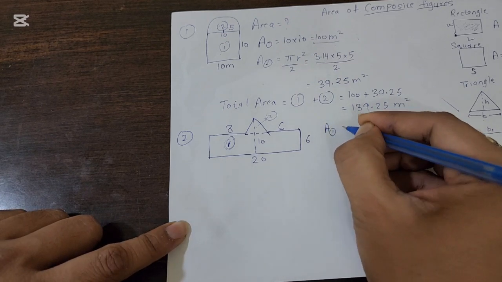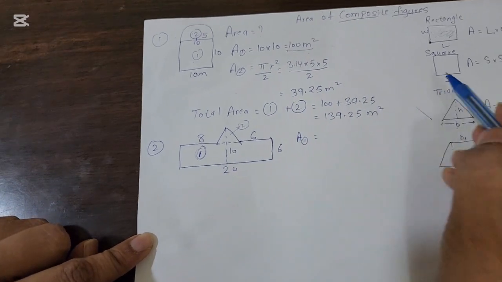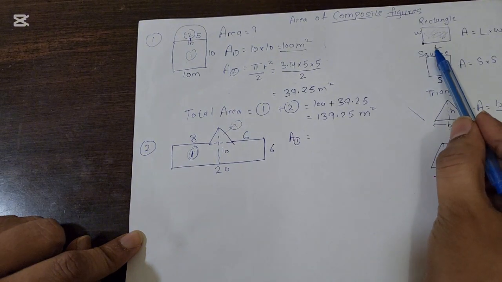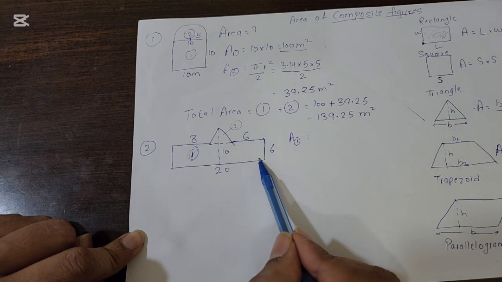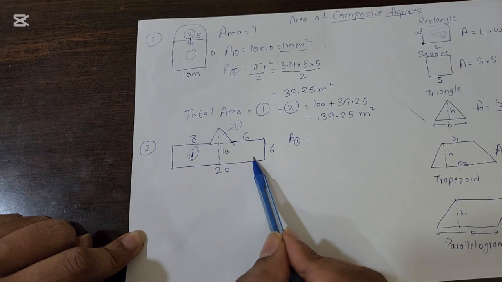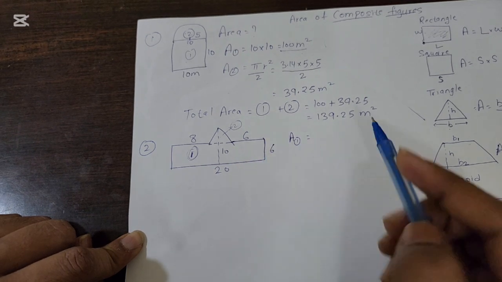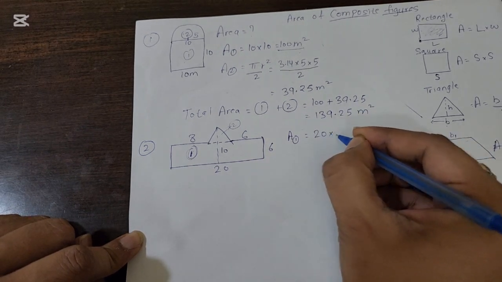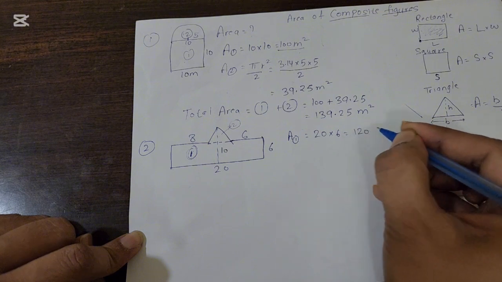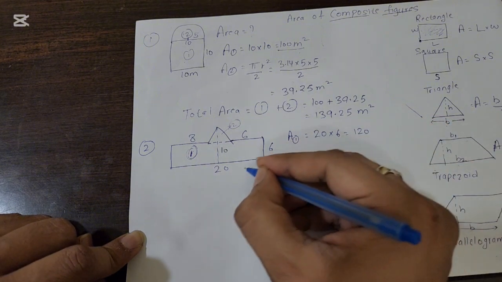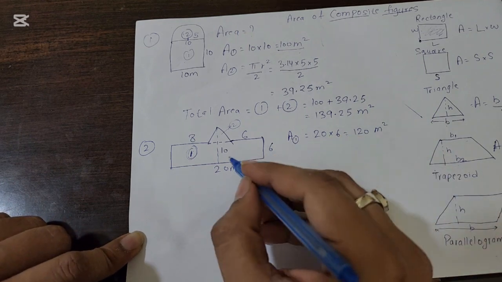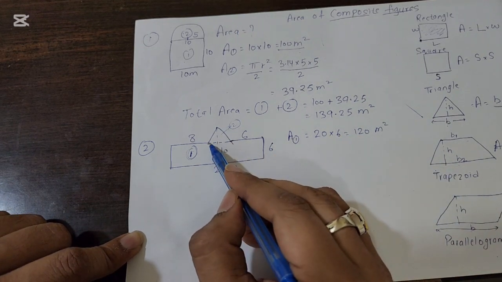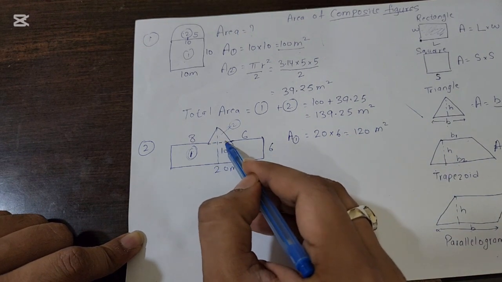Area 1. So for the rectangle, what do we do? For the rectangle, we have to multiply the length and the width, right? So what is the length here? The length is 20. This complete is how much? 20. And what is the width? 6. So I will simply do 20 multiply 6. That will give me 120. Okay, this is meter again. So meter square.